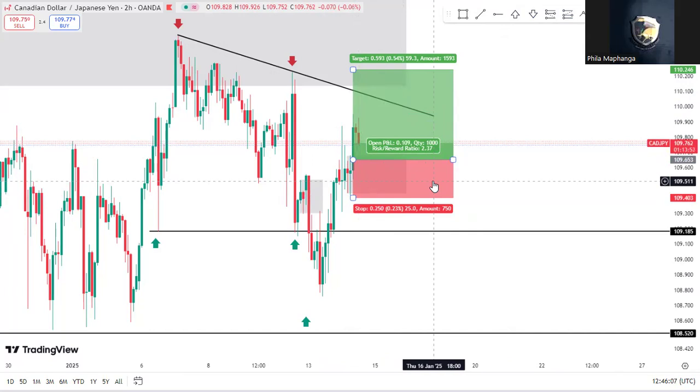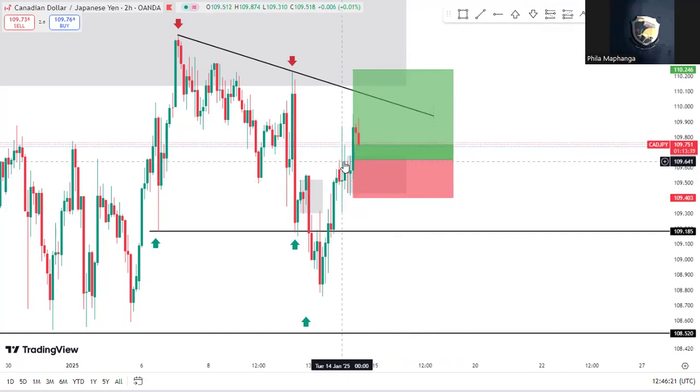And whatever you do, make sure that you check all the time frames. That's very much important. This is what you must do. Make sure that you check all the time frames whenever you are analyzing.